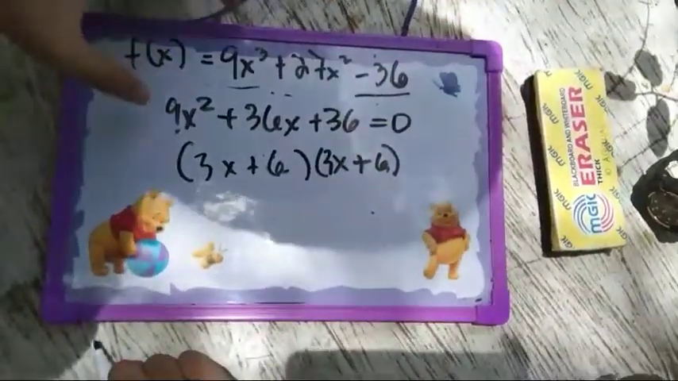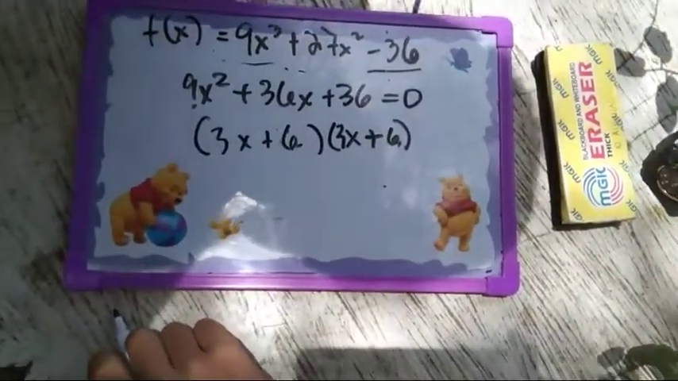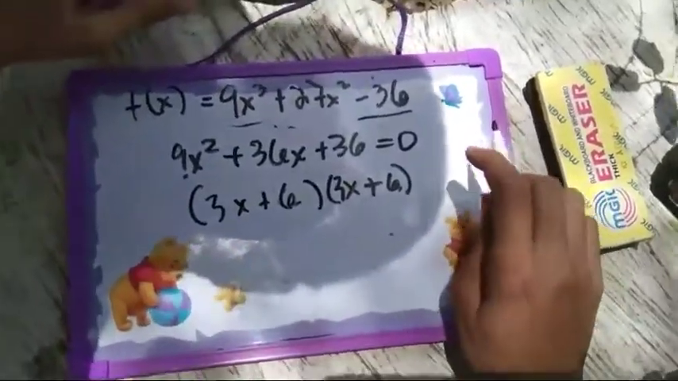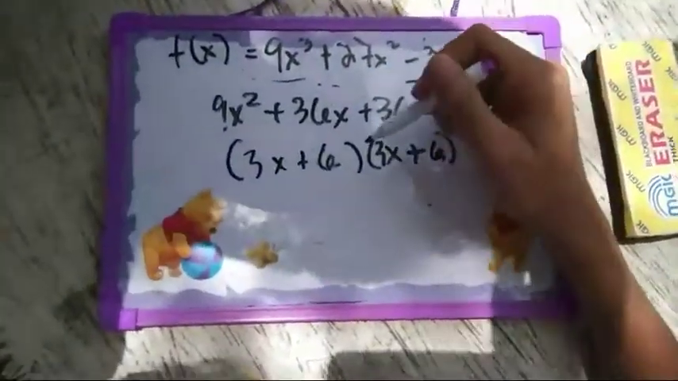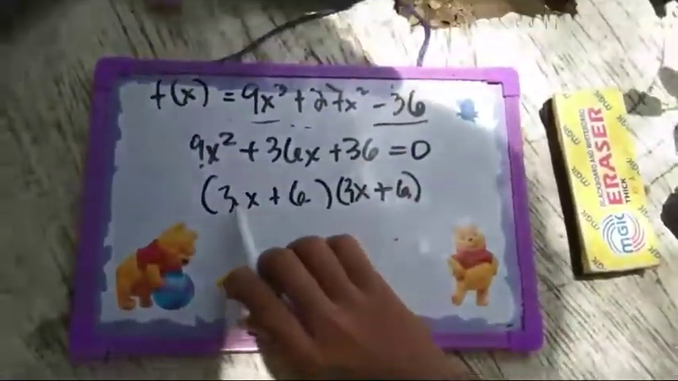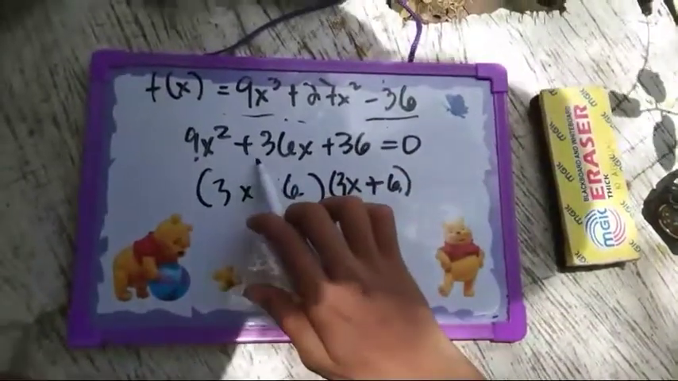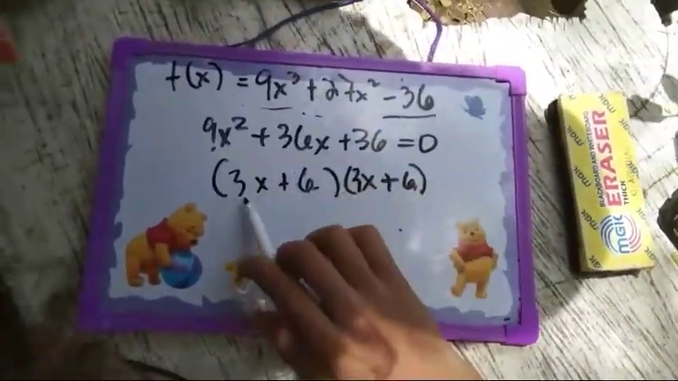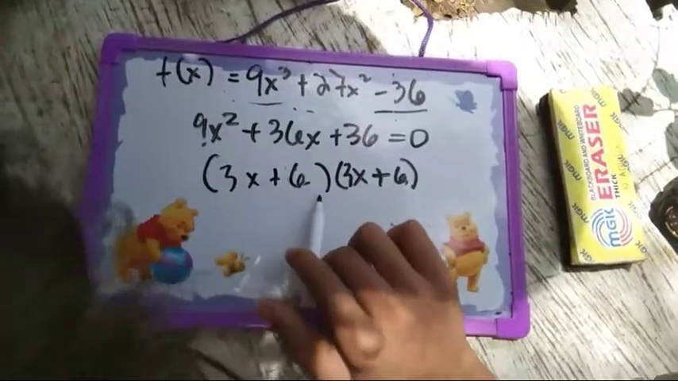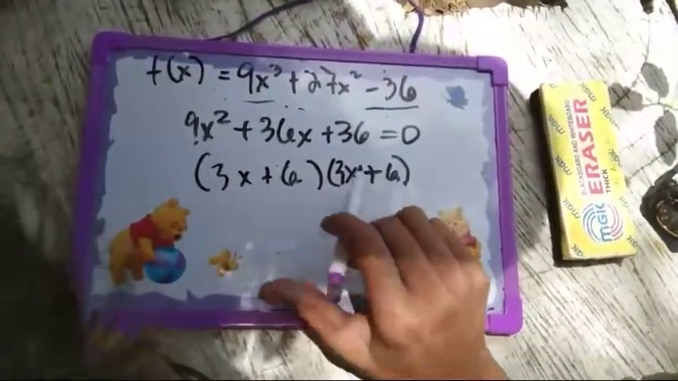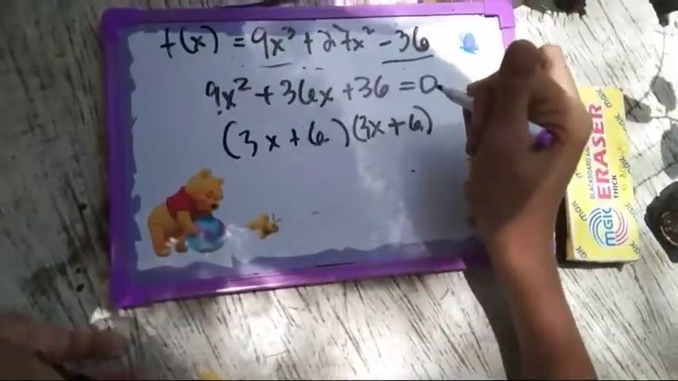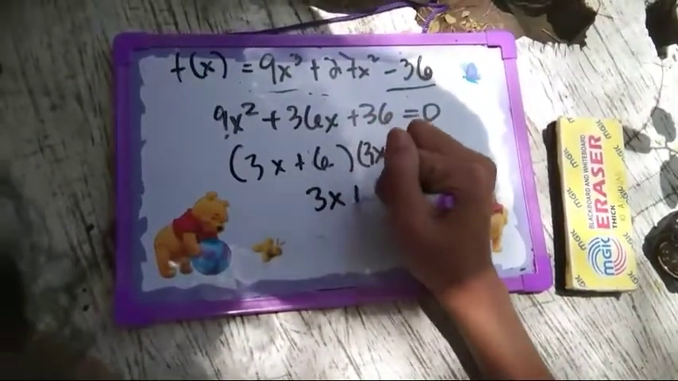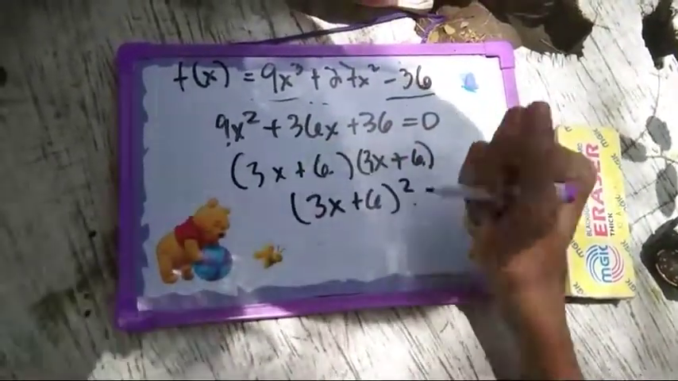So, since we already have the quotient for our synthetic division a while ago, we are now going to factor it. So, to look for a factor, we have here our answer. The factored form of 9x squared plus 36x plus 36 is the quantity of 3x plus 6 times the quantity of 3x plus 6. Or simply, 3x plus 6 squared.